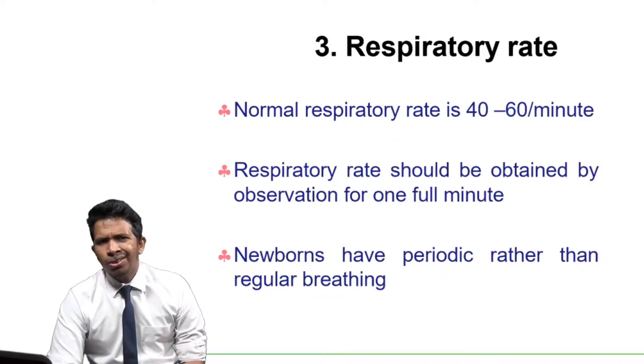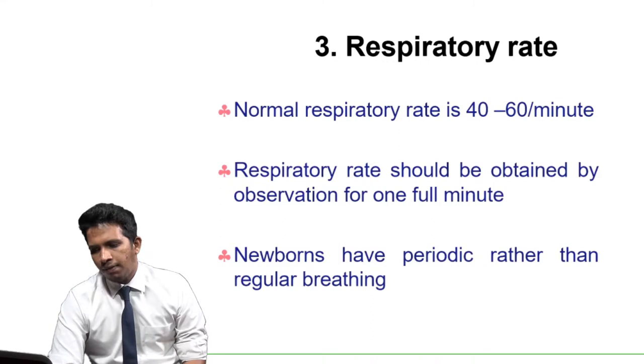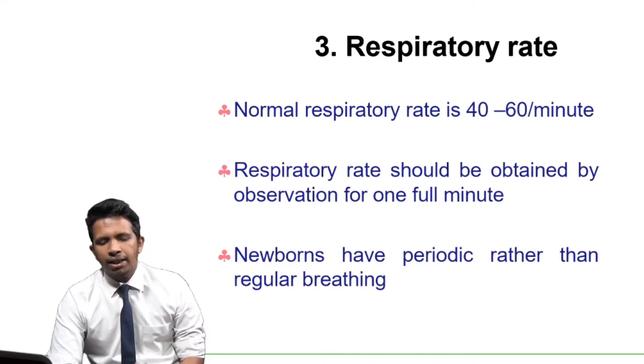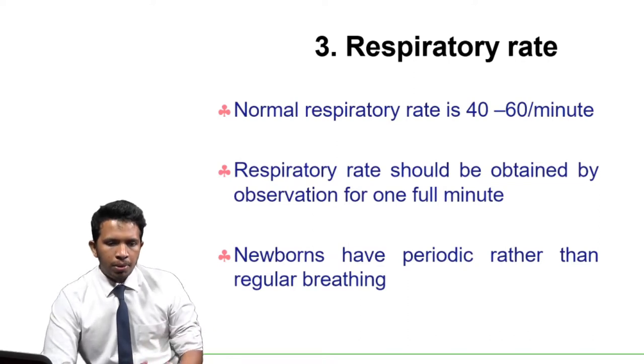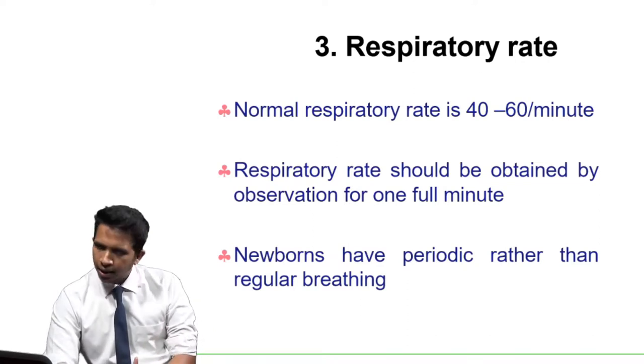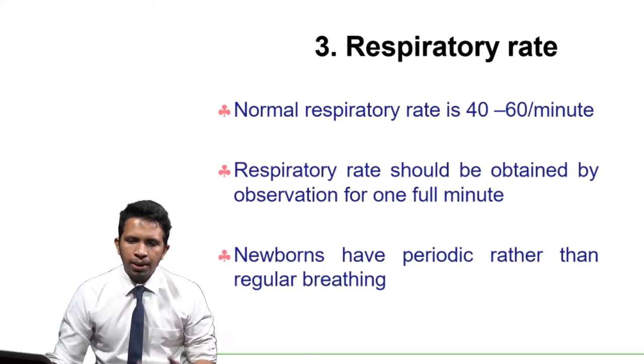Respiratory rate. A normal respiratory rate is 40 to 60 breaths per minute. The respiratory rate should be obtained by observation for 1 full minute. Newborns have periodic rather than regular breathing. They breathe in periods: they breathe properly for 1 period, then have a small interval, and then again breathe. So it's not regular like us; newborns tend to have this. Please keep that in mind.